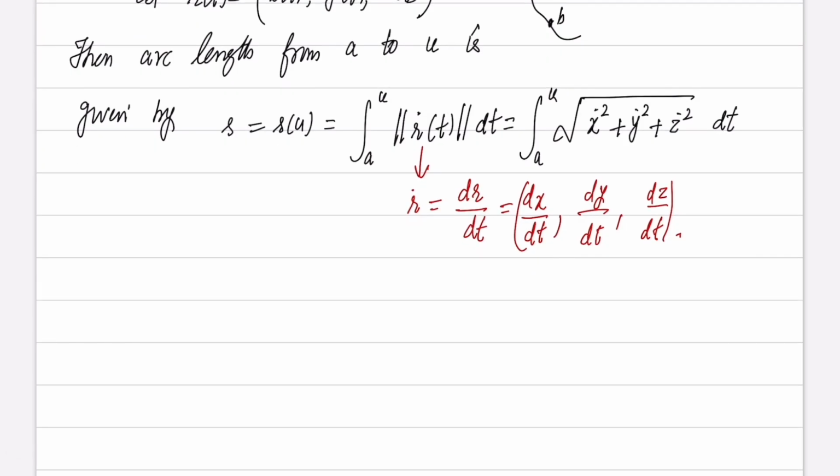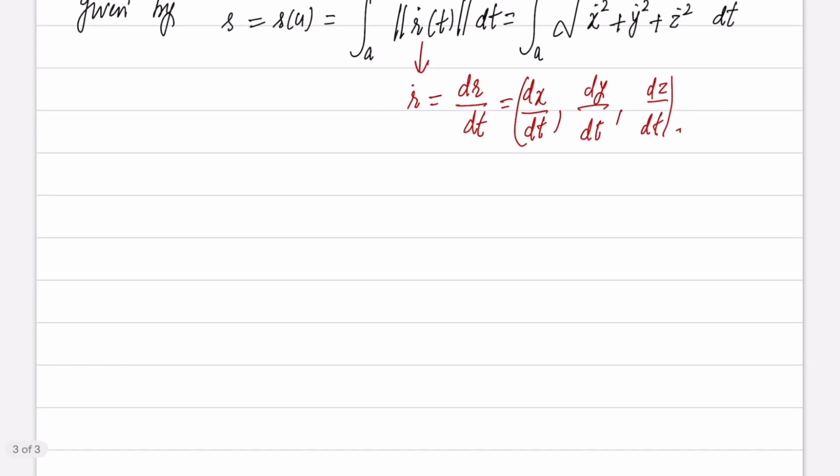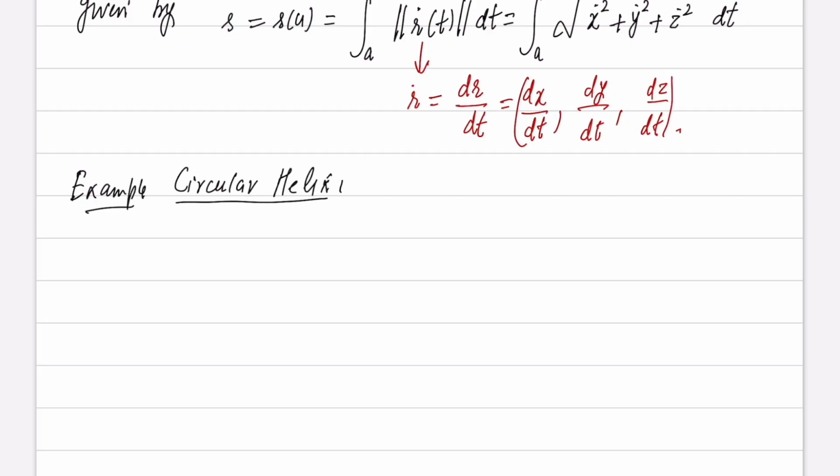Now we will take an example to apply this formula for evaluating the arc length of a curve, and in fact we will take one nice example of a curve that we call the circular helix. It will be left as an exercise to find out what the figure of the circular helix is and what the definition of a circular helix is. Here we will not take up the definition, but we will just take up the parametric representation of the circular helix.